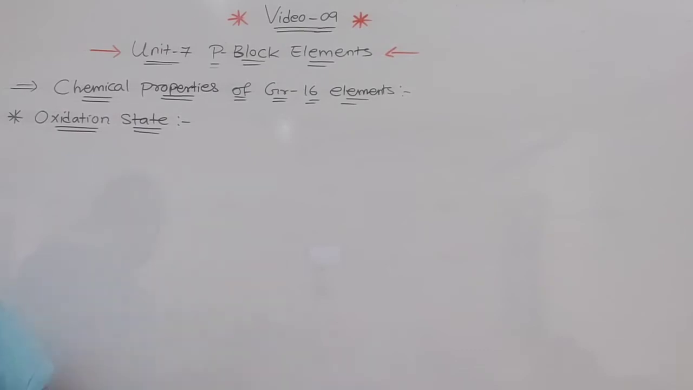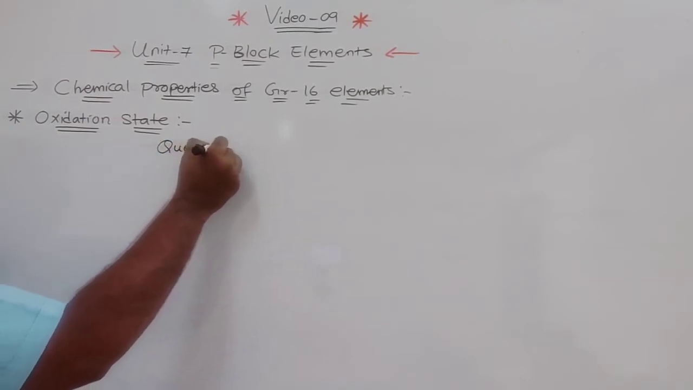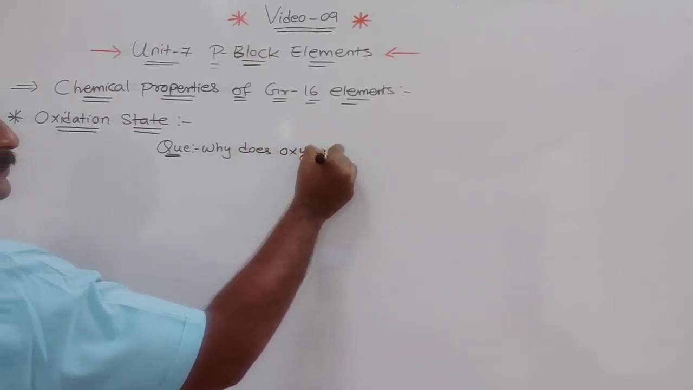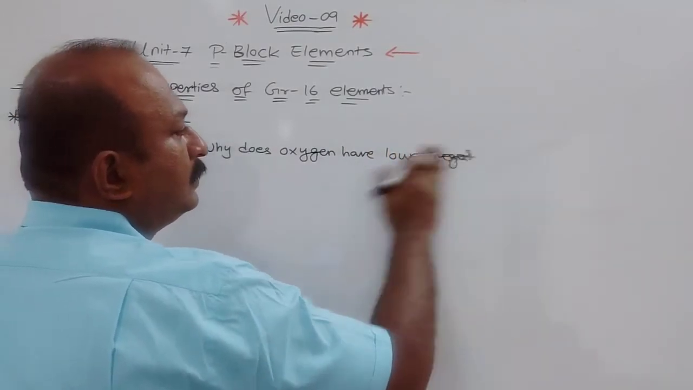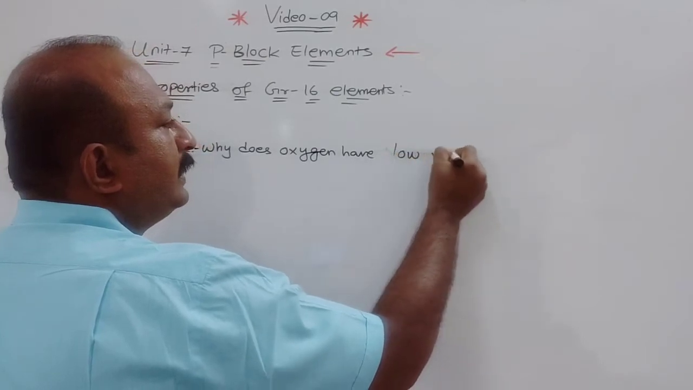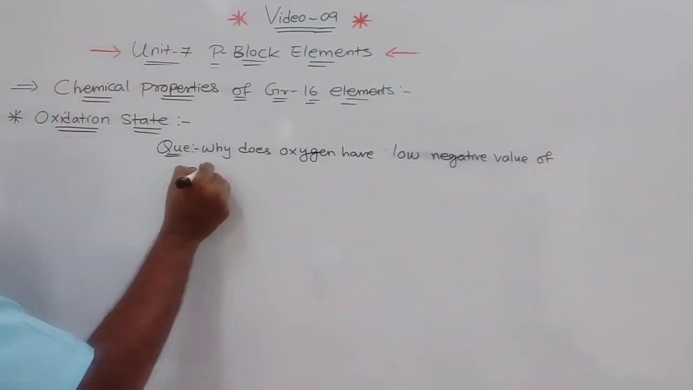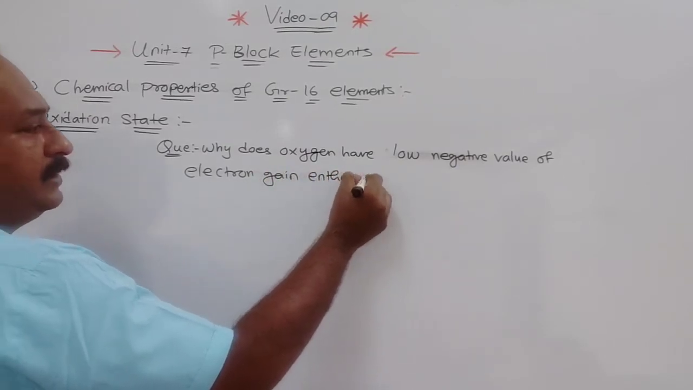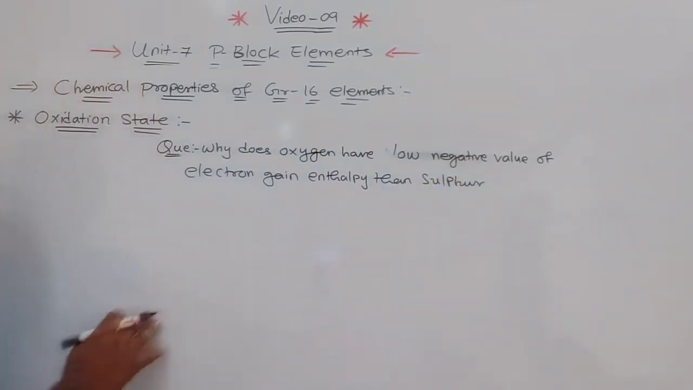Why does oxygen have a lower negative value of electron gain enthalpy than sulfur? Here we can get the answer from the electronic configuration.